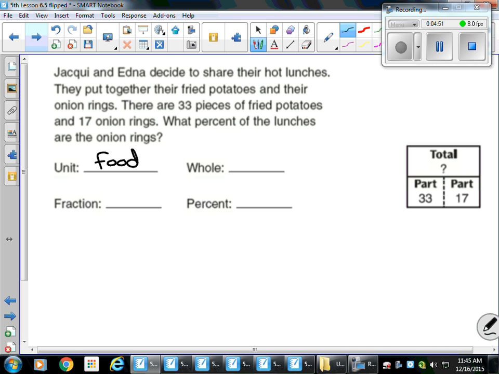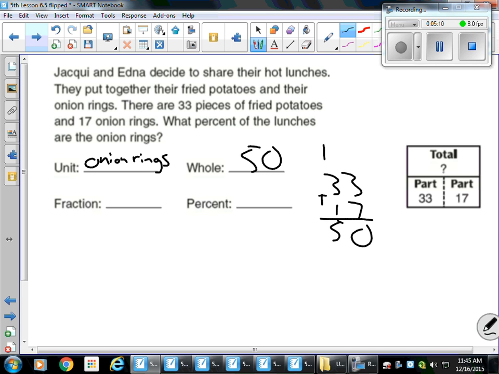Actually, I wouldn't say food. I would have to say onion rings, right? Must be hungry. We want to know what percent are onion rings. What would be my total? Well, I'd have to add 33 plus 17 up. Gives me 50, so that's my whole. I want to know what percent of lunches are onion rings.